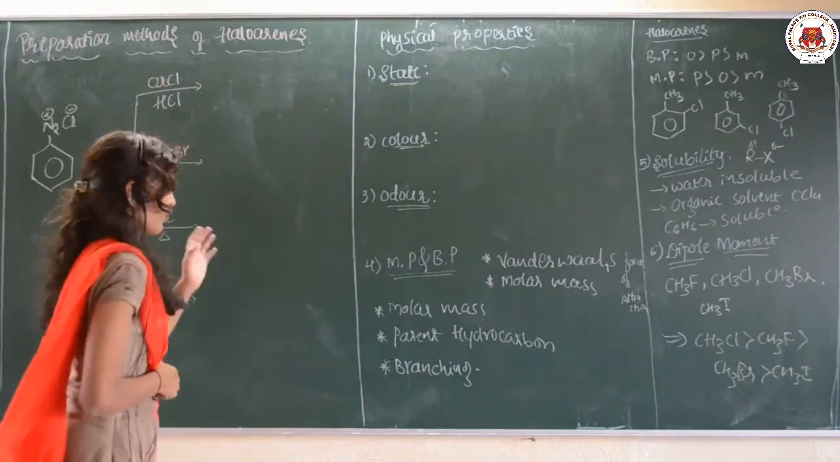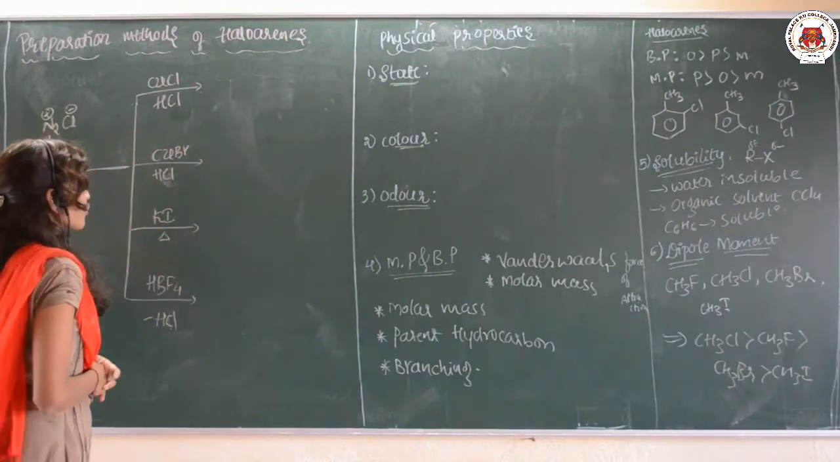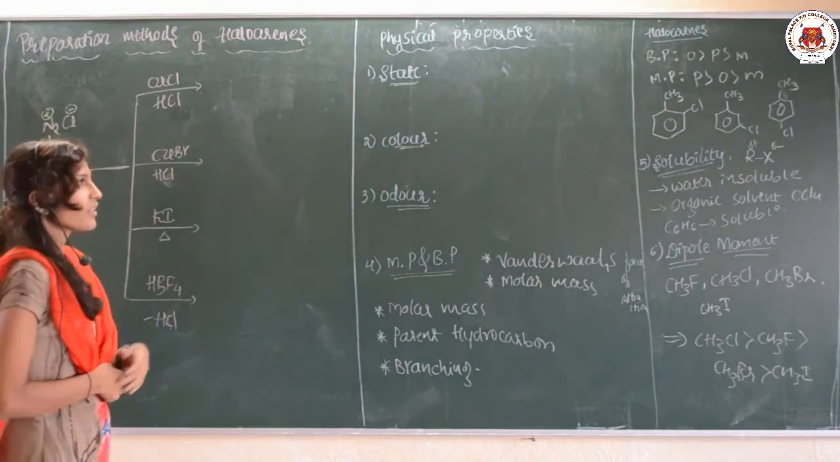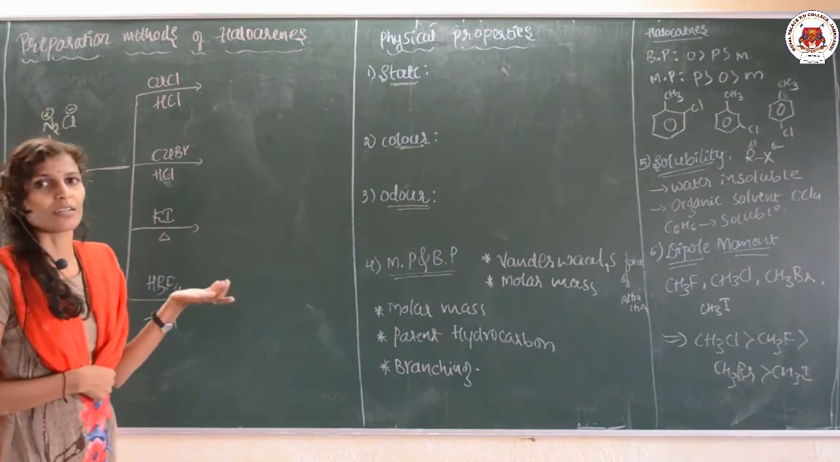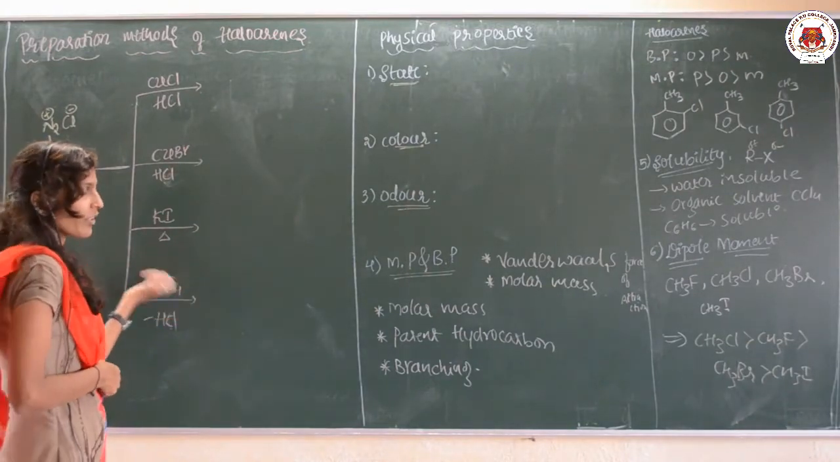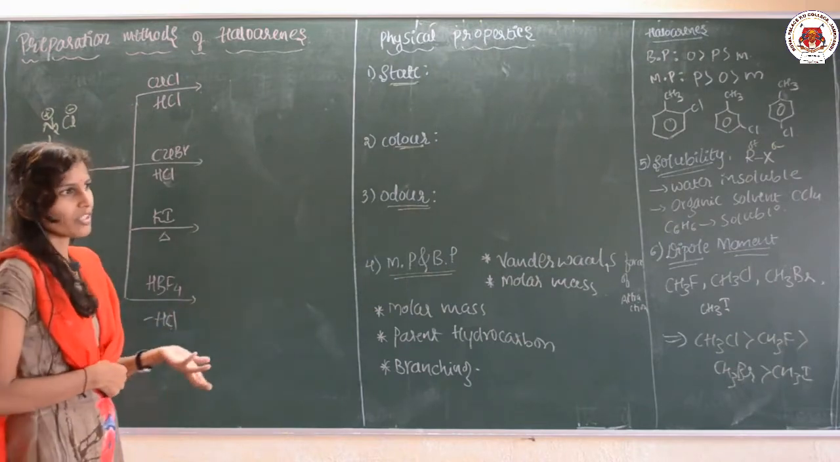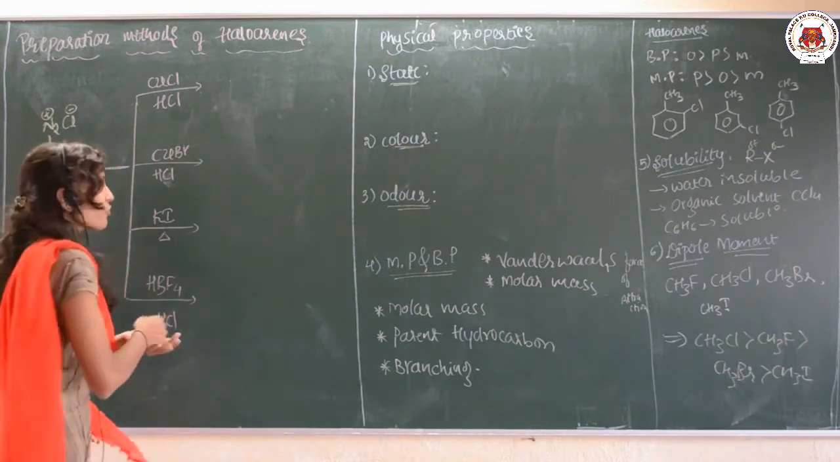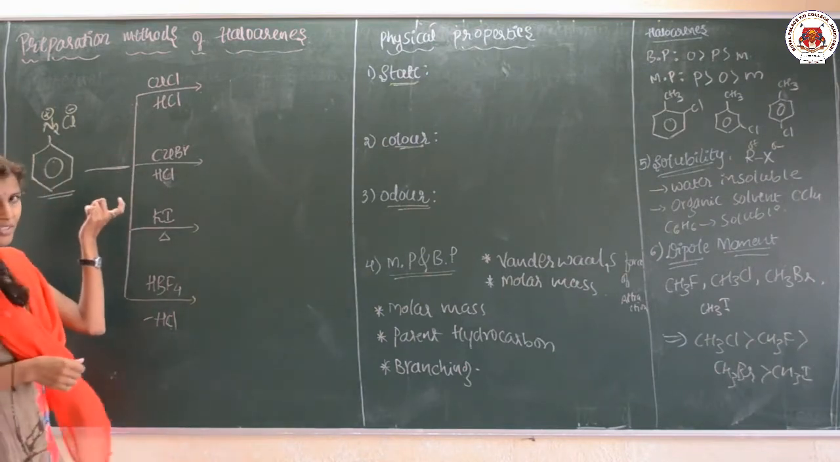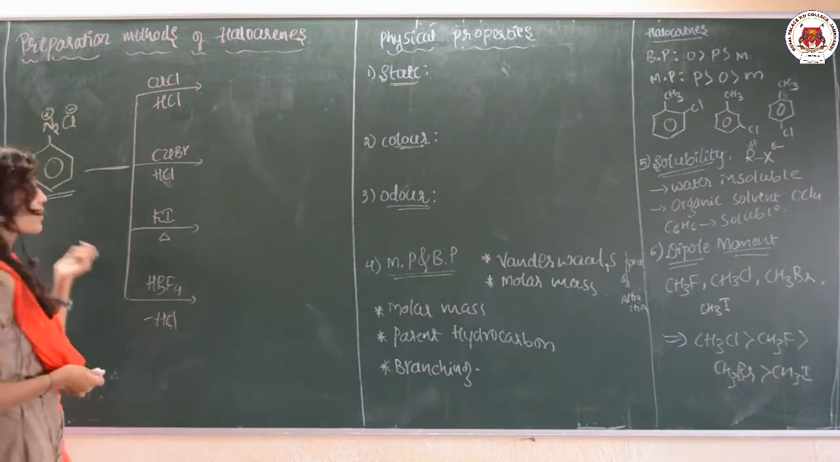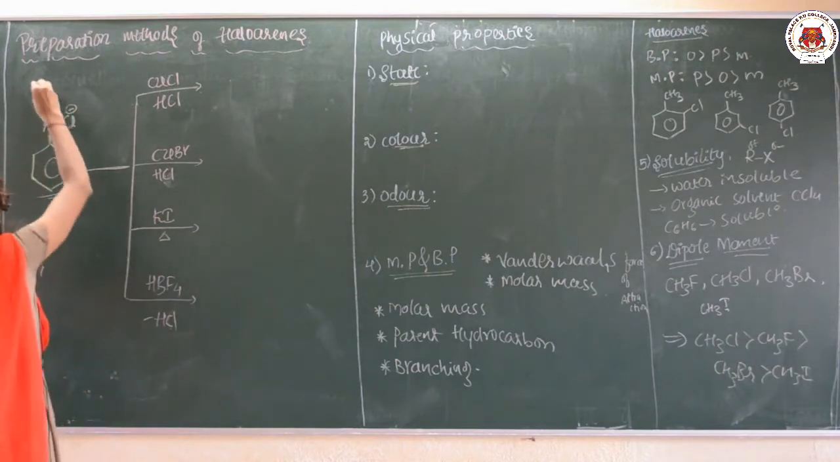So let us discuss the Sandmeyer reaction for the preparation of the haloarenes, and particularly here we are talking about haloarenes like chlorobenzene, bromobenzene, iodobenzene and fluorobenzene, which we are going to prepare. See here, this is the benzene diazonium chloride. As I said, benzene diazonium chloride is the main reactant in the Sandmeyer's reaction.